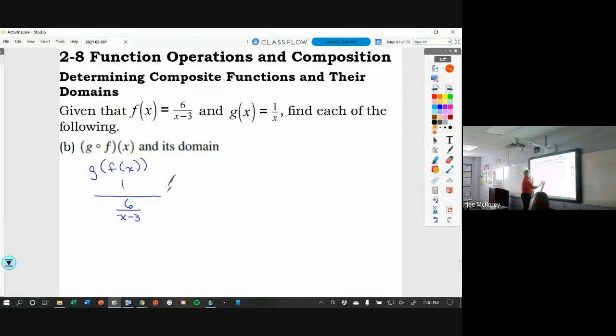I'm going to multiply this by something to get rid of that denominator that's in my denominator. X minus 3. You don't need the 6. It's just the x minus 3. Just the denominator. In the top, I've got 1 times x minus 3. Well, that's just x minus 3. And in the bottom, I have 6 over x minus 3 times x minus 3. So those x minus 3's cancel. I'm just left with the 6.